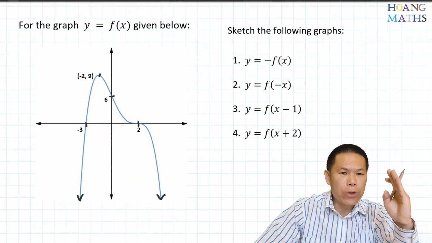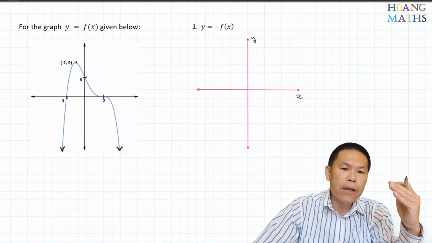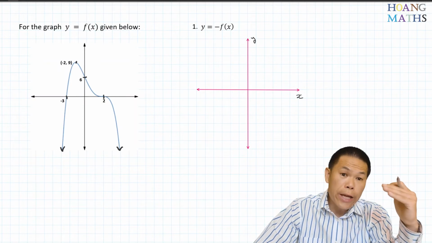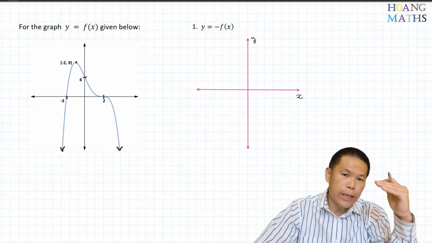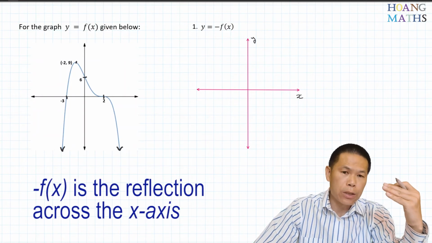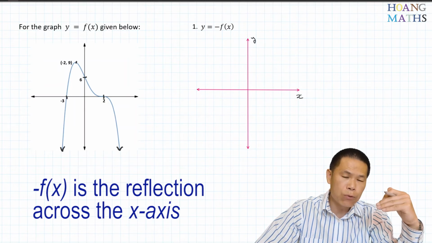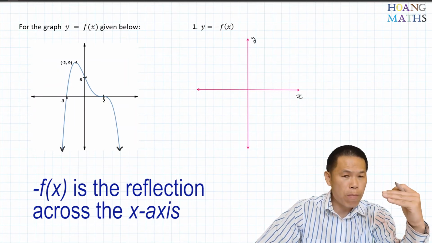So let's go through it together, okay? First one, we have negative f of x. What negative f of x does is the y value just becomes opposite. So if it's 5, it becomes negative 5, 6 becomes negative 6, negative 2 becomes positive 2. Remember, outside the bracket, the y value changes, okay?